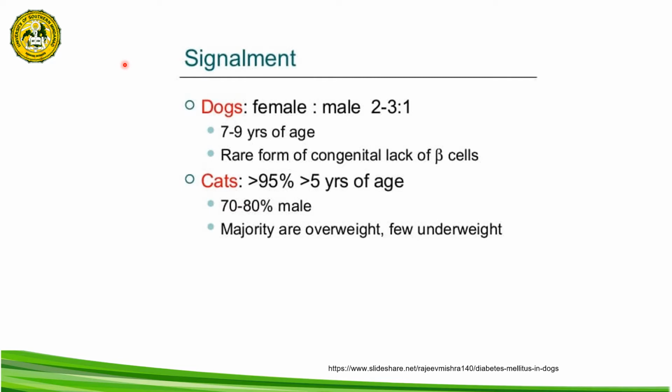So signalment are important factors that will help identify or diagnose diabetes mellitus. So for dogs, the incidence of diabetes mellitus is more common in females than in males, in a ratio of 2 to 3:1. So this is more common for ages 7 to 9 years. For cats, more than 95% occurs in ages that is more than 5 years of age. And this is also more common in male cats. Majority of cats developing diabetes mellitus are overweight and few are underweight.